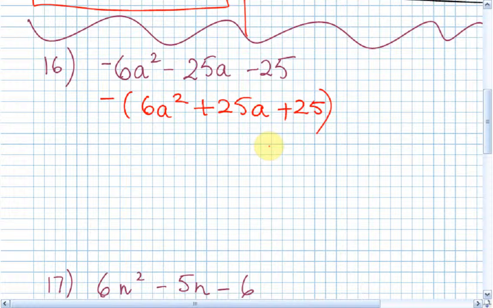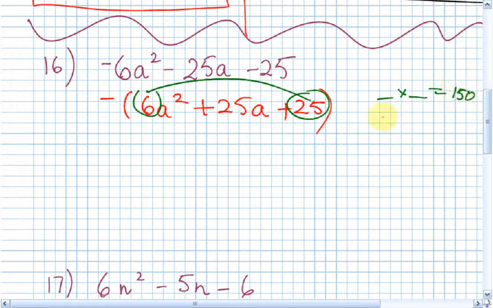So remember, you're trying to find two numbers that multiply to, and I'm going to do 6 times 25. I know that number is pretty big, but think about quarters. If I have 6 quarters, how much would it be? Yes, Katrina? 125? That's 5 quarters. 150, yeah. 150, okay? And those same two numbers have to add to 25. Okay, think about that. What times what gives you 150?